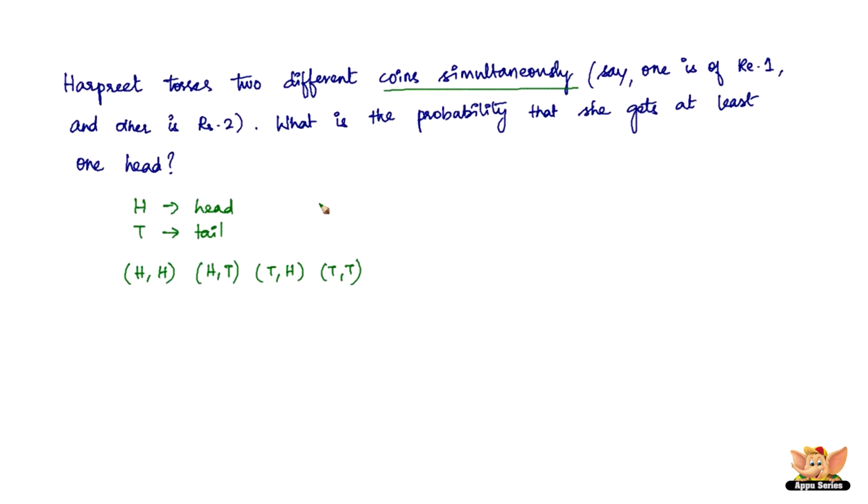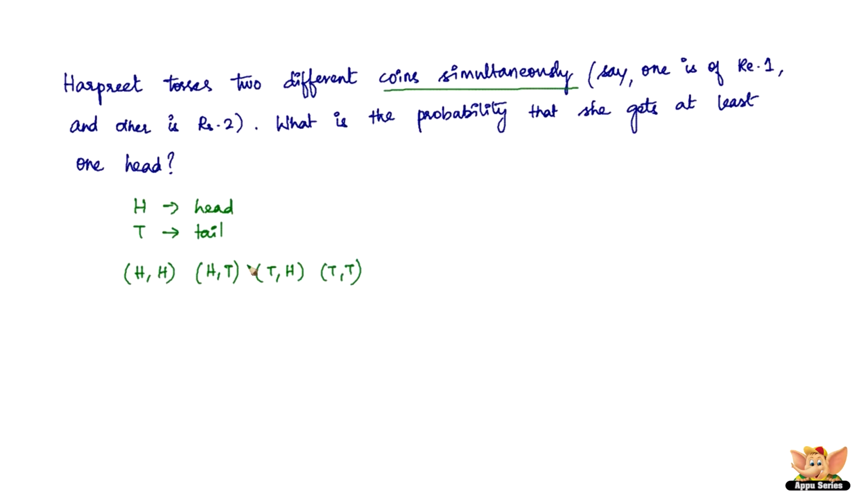Anything may happen. So here, HH means head up on the first coin, say rupee 1, and head up on the second coin as well, rupees 2. And similarly, HT means head up on the first coin and tail up on the second coin, and so on. Tail up on the first coin, head up on the second coin, tail up on the first coin as well as the second coin. So that's what it means.